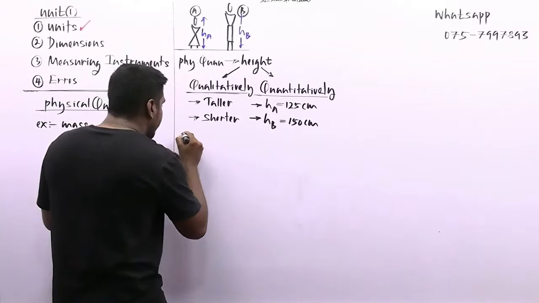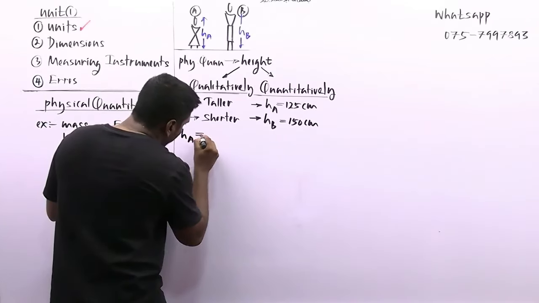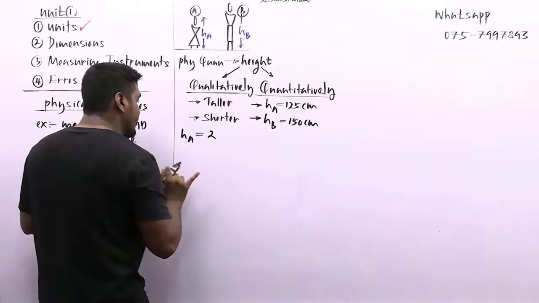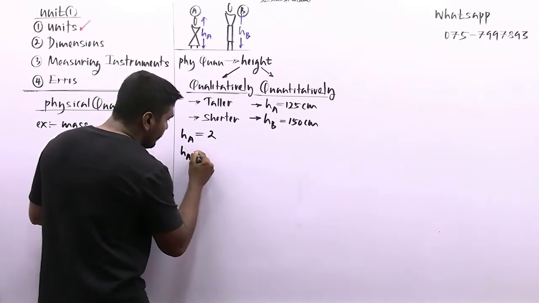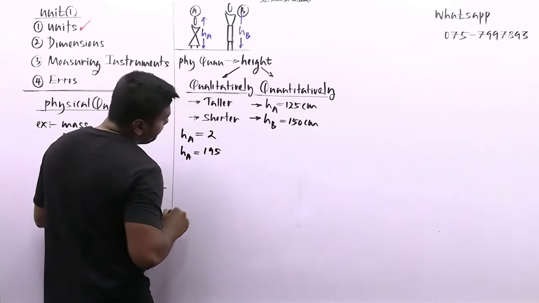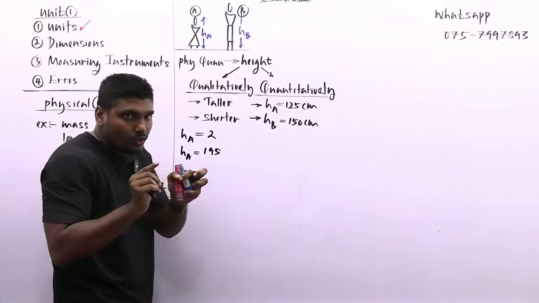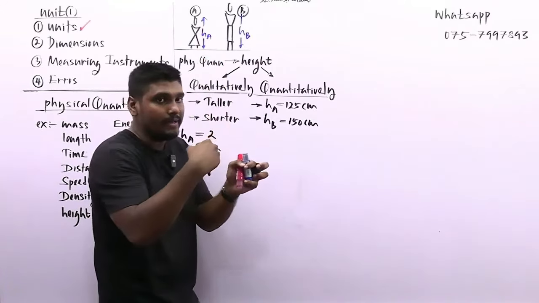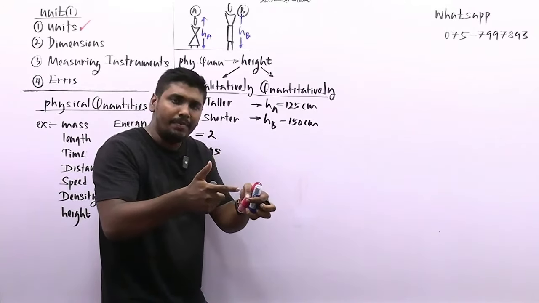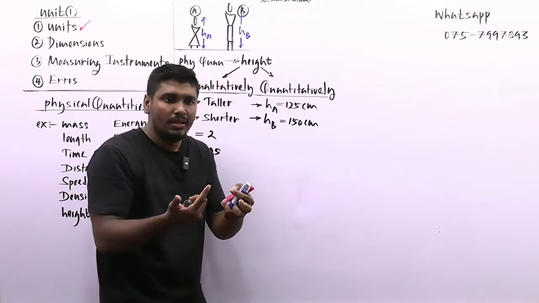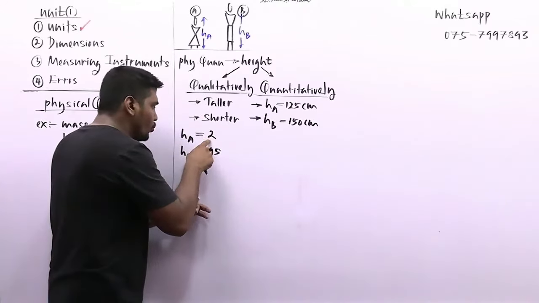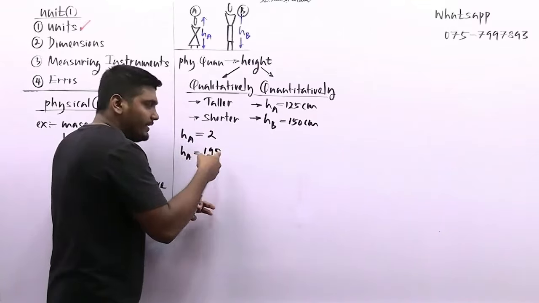You are saying that the height of the person A is 2. Another one is saying the height of the person A is 195. Now if I ask to measure the height of the person A, one is saying 2, the other one is saying 195. Now I'm really confused, right? What do you mean by 2? What do you mean by 195?